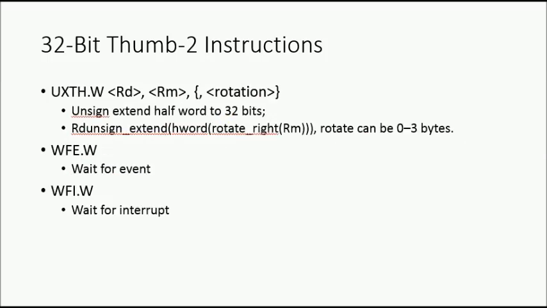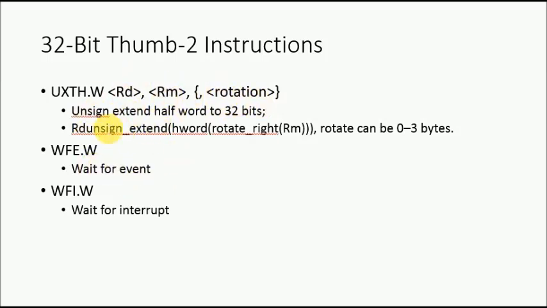UXTH.W Rd, Rm, ROR. Unsigned extend halfword, the 16 bits are extended to 32 bits. So the operation is Rd gets the unsigned extended halfword, we rotate the content of Rm, and the halfword extension is done.